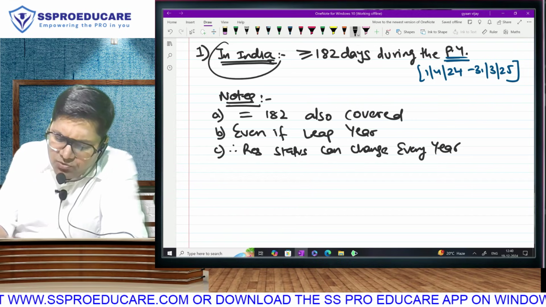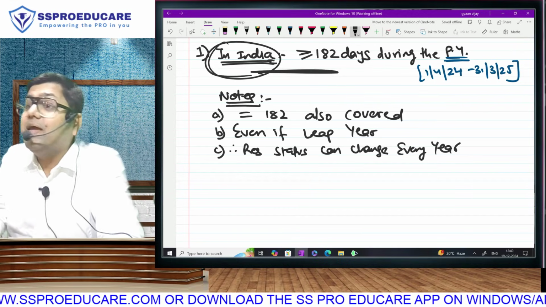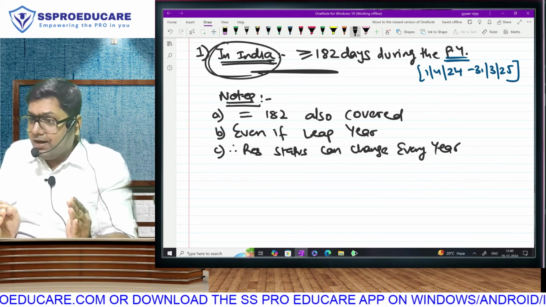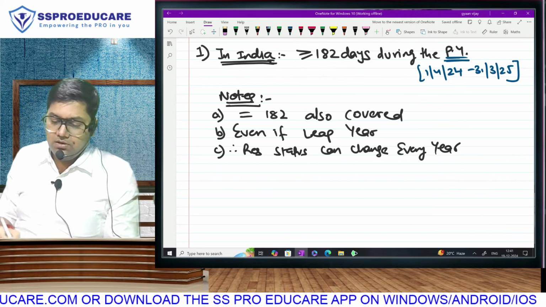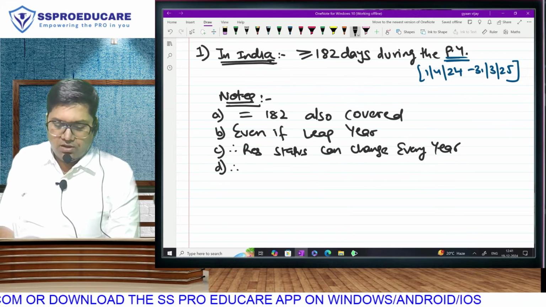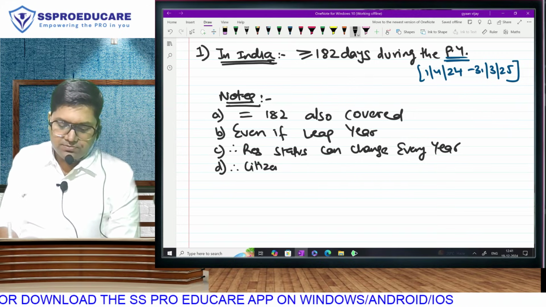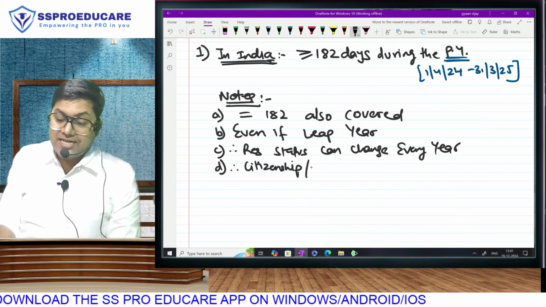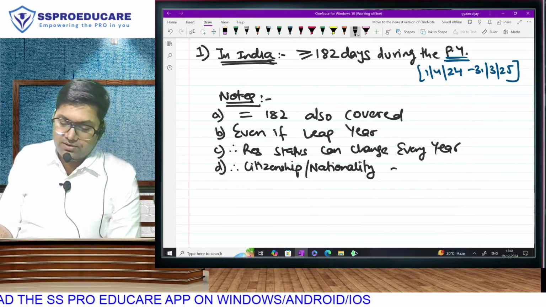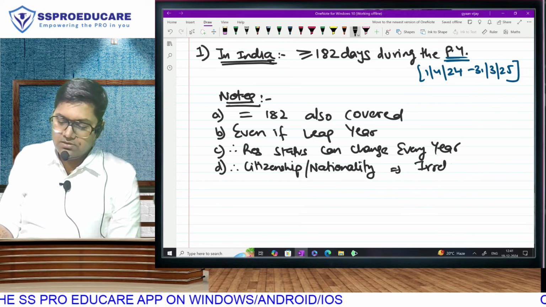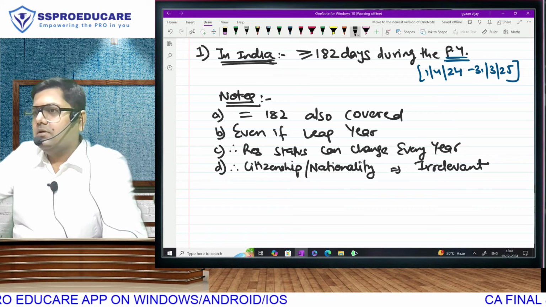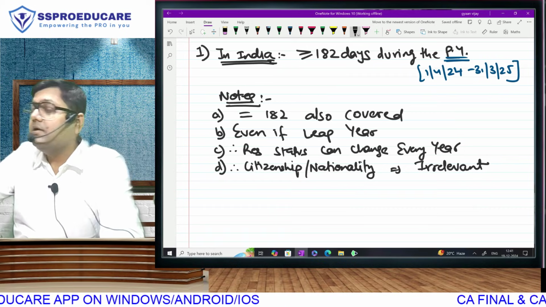What is the criteria to make you resident? You being physically present in India. If you are in India, that means we will make you resident. Did you notice, did you observe that therefore your citizenship, your nationality, did you think about it, is irrelevant? Irrelevant.